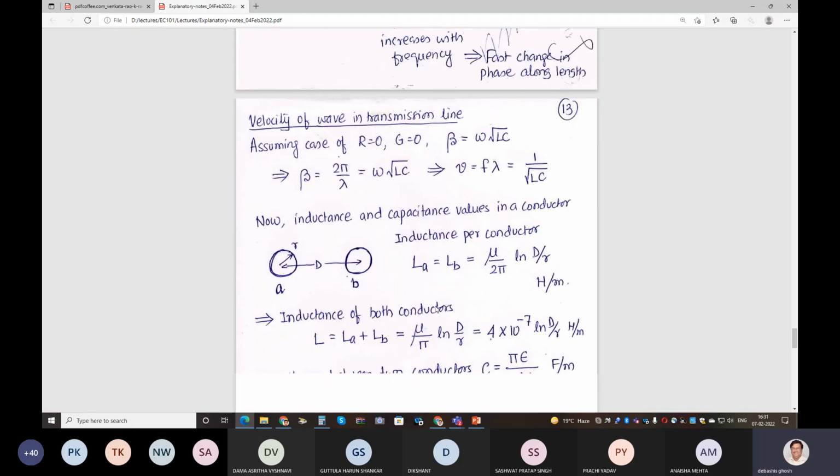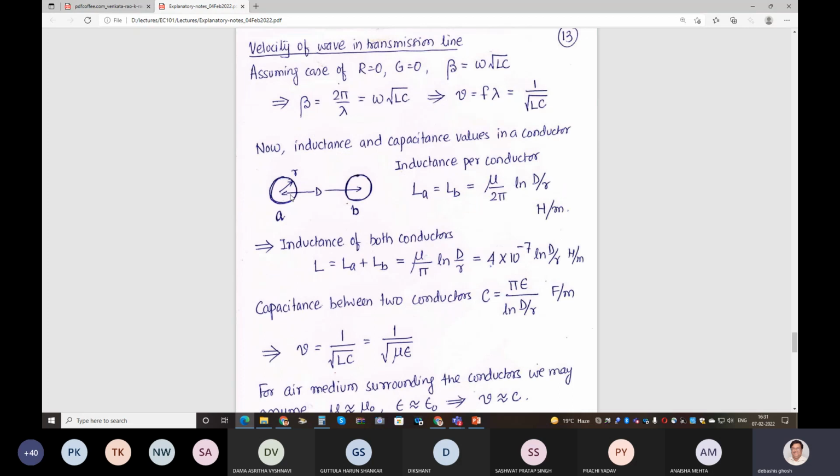First let us take the calculation of L. I am taking this parallel transmission line, and this is a cross section of the transmission line. This is the cross section of one conductor, and this is the cross section of another conductor. I am assuming that both conductors are of the same radius, r, and they are separated by a distance of D.